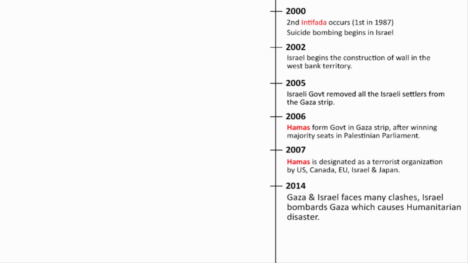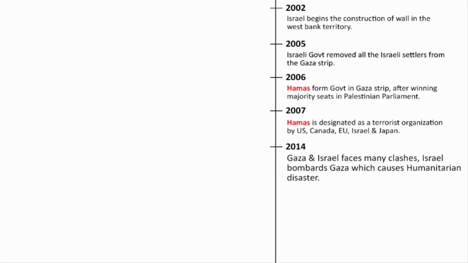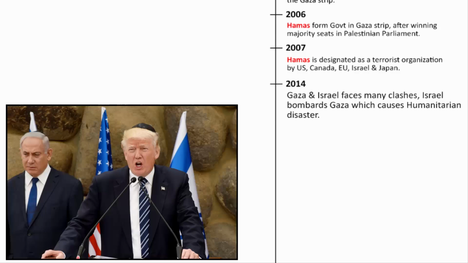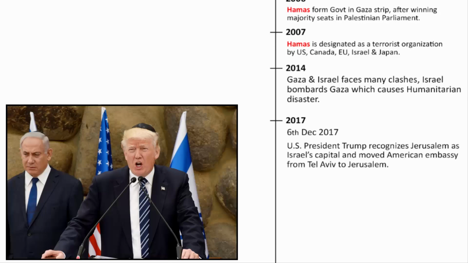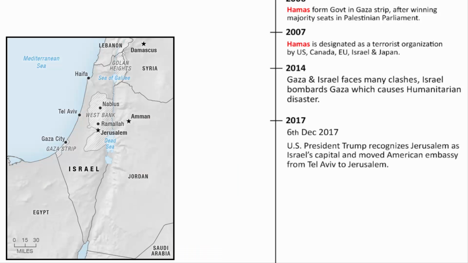In response, Israeli planes also caused destruction in Gaza, and that caused a humanitarian disaster in Gaza. On December 6, 2017, President Trump formally recognized Jerusalem as the capital of Israel and stated that the American embassy would be moved from Tel Aviv to Jerusalem. And that triggered more rebels among the Palestinians.